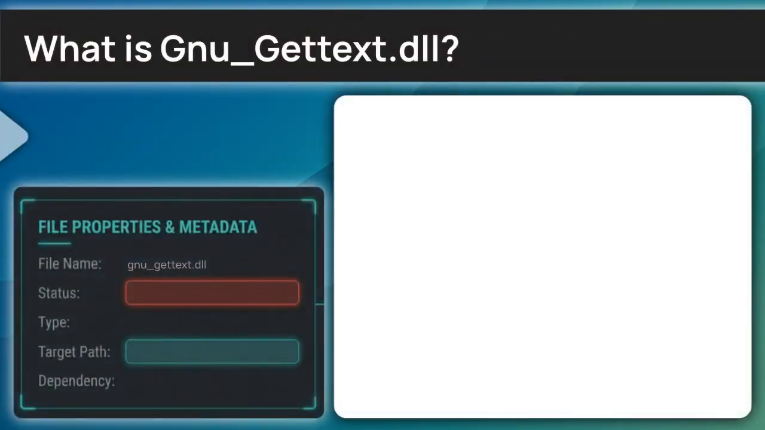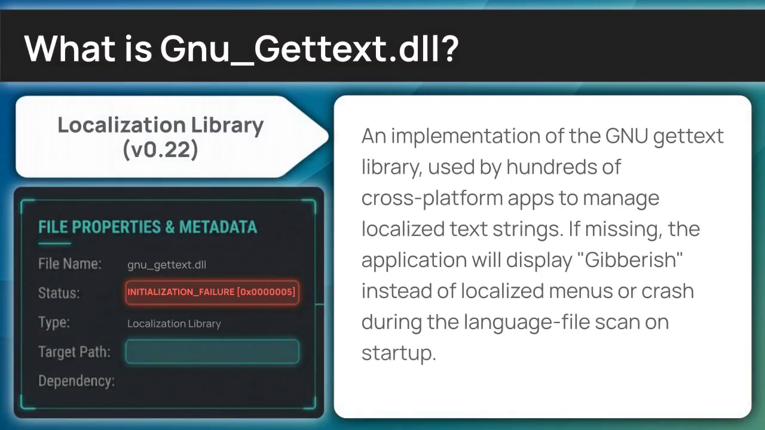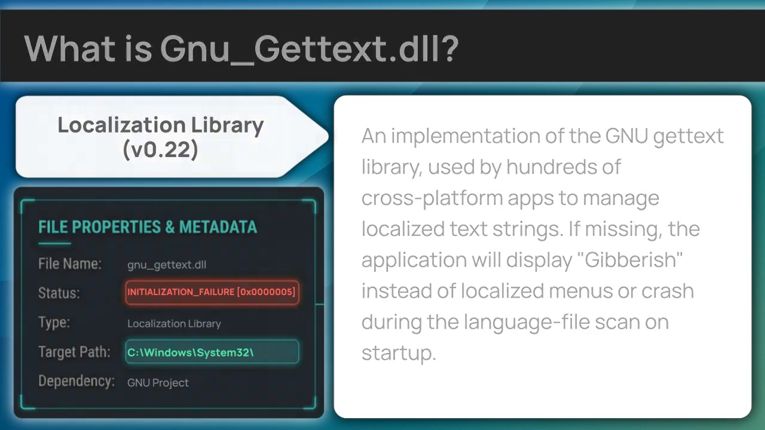This is the GNU gettext library, an implementation of the GNU gettext library used by hundreds of cross-platform apps to manage localized text strings. If missing, the application will display gibberish instead of localized menus or crash during the language file scan on startup. Understanding the file's role is a great start. Now let's look at replacing it.